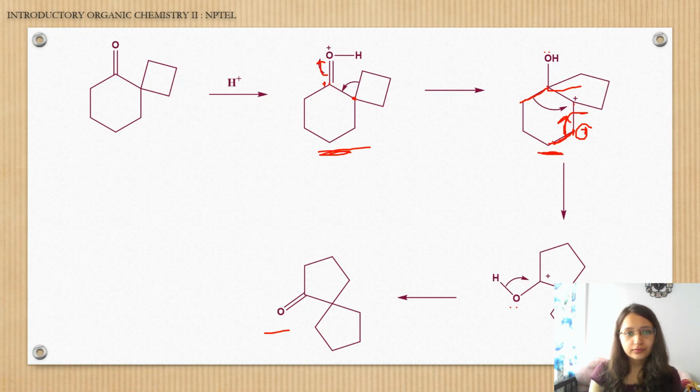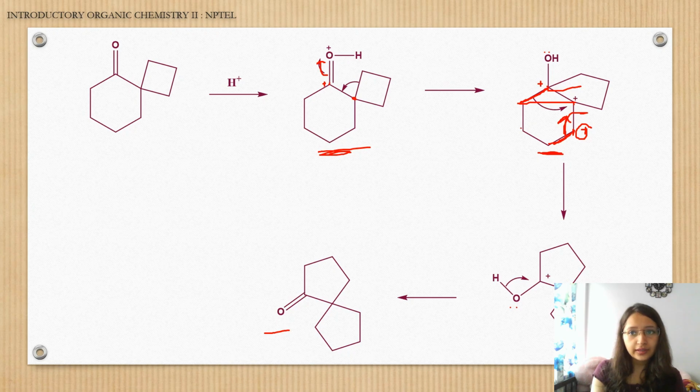No, there are no groups present to neutralize this positive charge which is getting formed here. But when you cleave this C-C bond, then what will happen? This kind of bond is now getting formed, this bond is now getting formed.